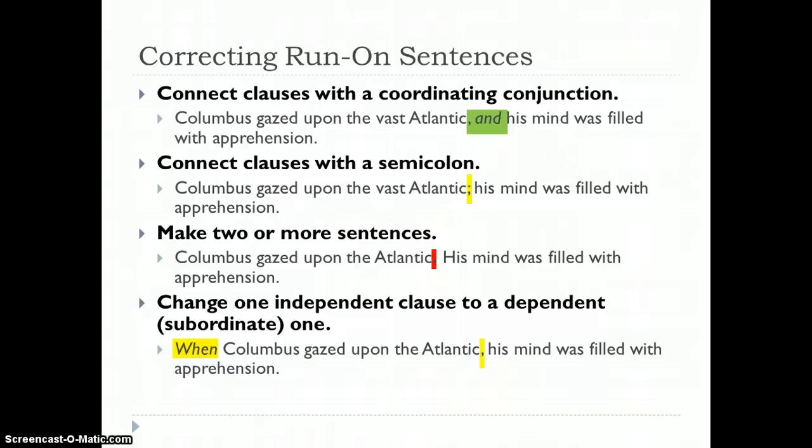So here are just some ways to make sure that you are looking for these common errors in your writing, and now that you know what to look for, you also know how to fix them. If your teacher wants you to, there are some exercises below. You can complete those just to make sure that you understood it. You can do that even if your teacher didn't want you to.